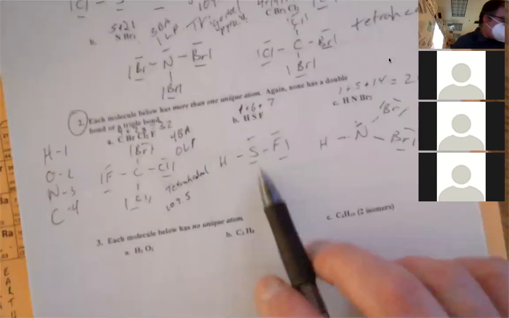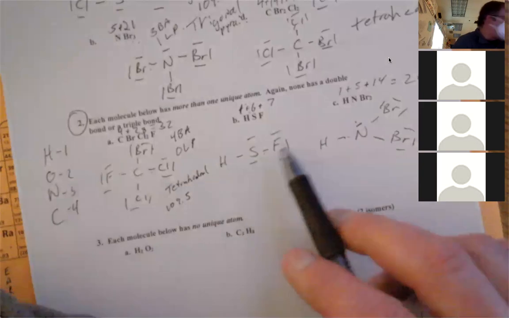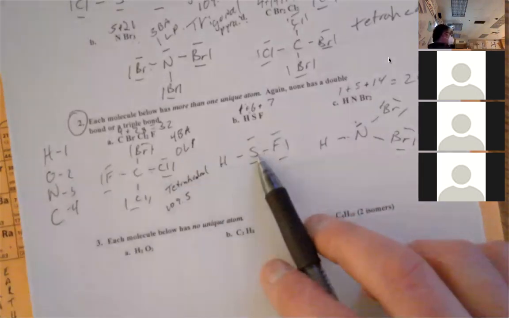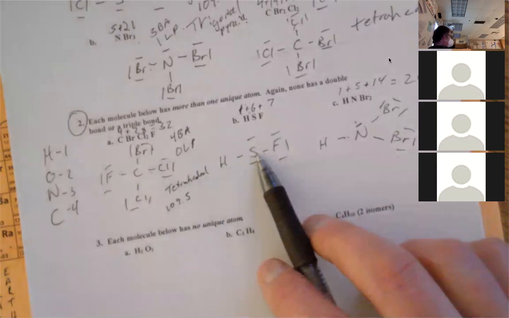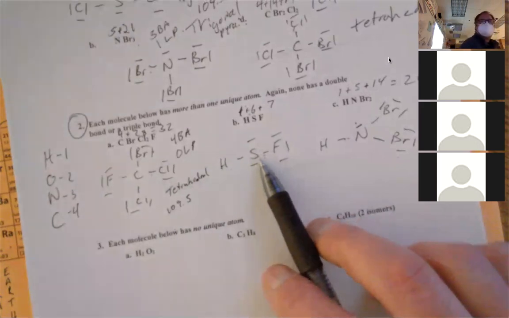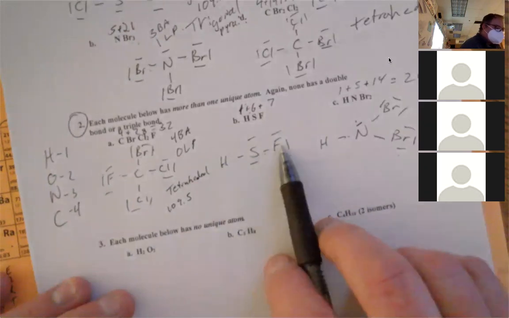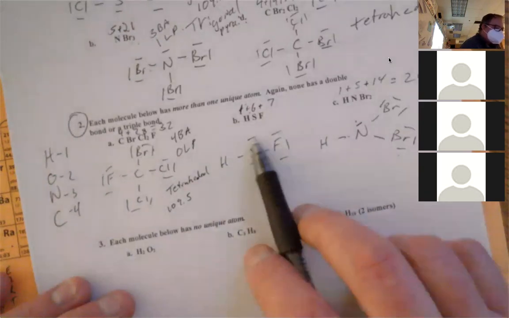So let's look at the HSF. How many atoms are bonded to this S? 2. Very good. 2 bonded to the S here. F and H are both bonded to the S. How many lone pairs are there here?